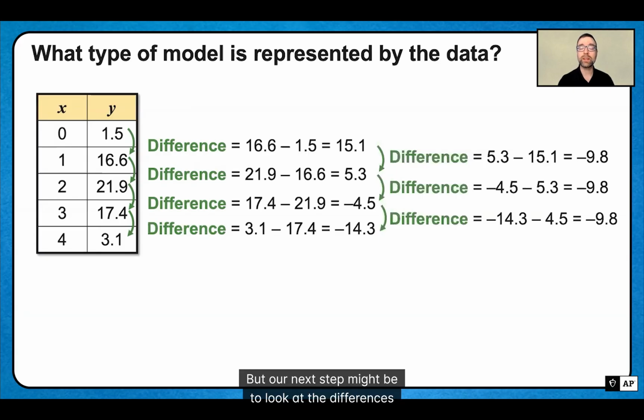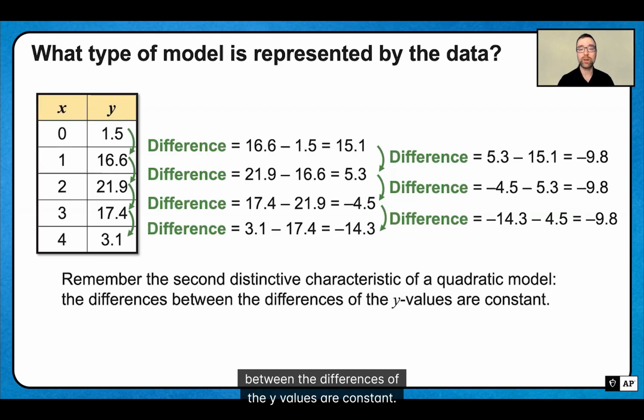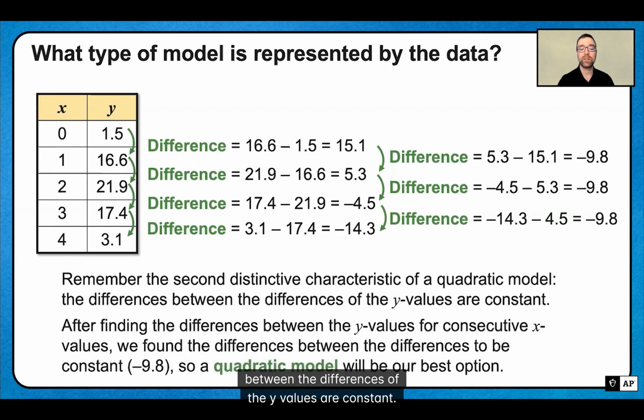Our next step might be to look at the differences between those differences. From 15.1 to 5.3, we find a difference of -9.8. Likewise, from 5.3 to -4.5, we find a difference of -9.8. And likewise, with the last pair of y values. Remember, the second distinctive characteristic of a quadratic model was that the differences between the differences of the y values are constant. And that suggests the quadratic model will be our best option.